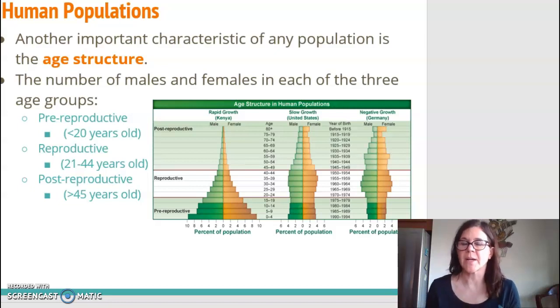Notice that the male is in green and the female is in orange here, and you have the different age structures here. You can see that there's a high percent of young people in the rapid growth, where it decreases in the slow growth, and it even decreases more in the negative growth shown by Germany.